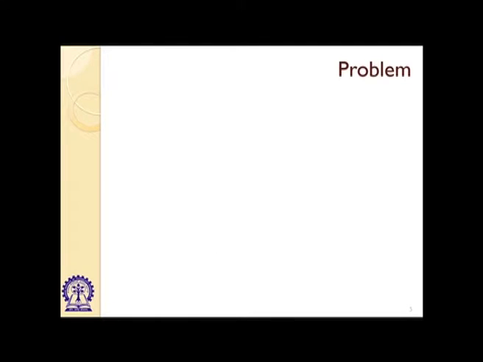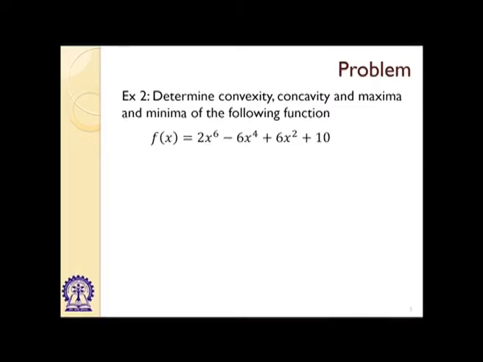For this problem we are trying to sketch the function first, then we will go for the maxima and minima of the function. This is the function for us, f(x) equal to 2x to the power 6 minus 6x to the power 4 plus 6x square plus 10. Now, if I just ask you, tell me how to sketch this function.